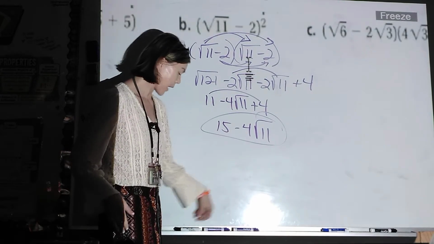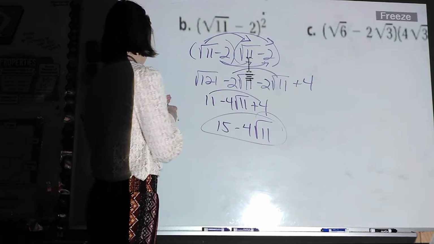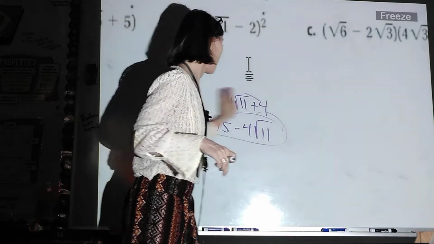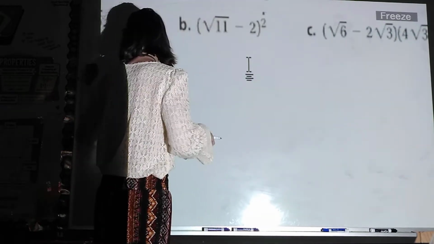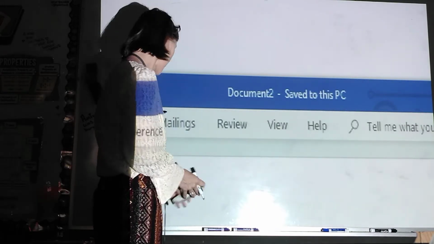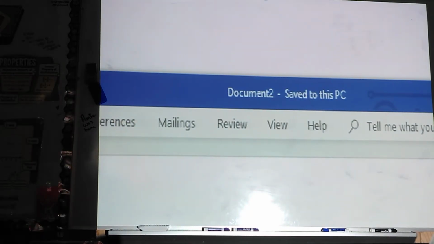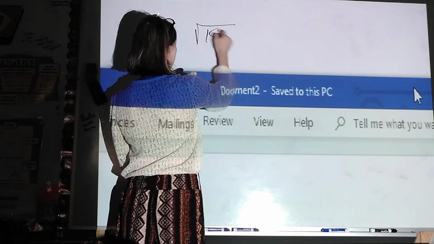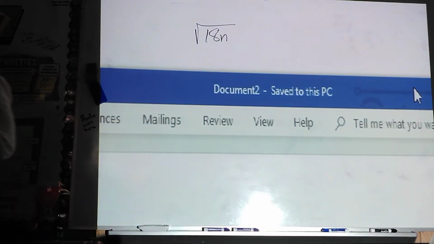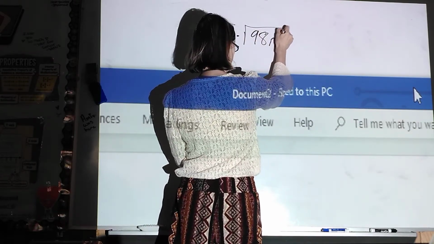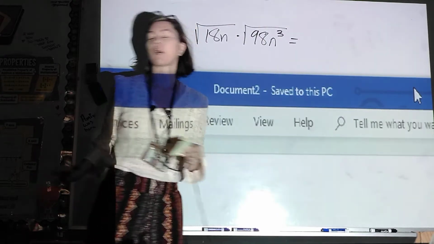I'm going to put a final example for this on the board that contains radicals, okay? So this will refresh our memory on how we handle variables with radicals, okay? So here we go. So I want you to do radical 18n. Put this in your notes. Write this down. Do it now. This is actually one of your examples, and I need help with calculators. Times, okay? Radical 98 n to the third power. Okay? So here we go.